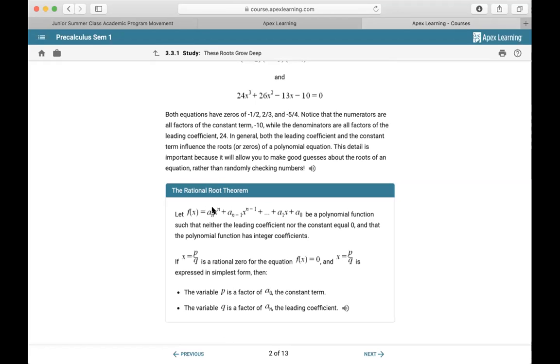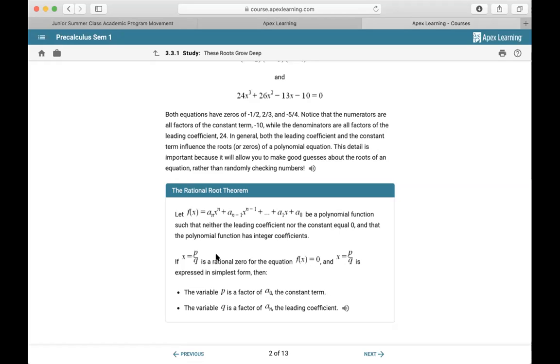So what we're saying is if x is equal to p over q, if that's a rational 0 for the equation, then f of x is equal to 0 and x is equal to p over q is expressed in its simplest form. So really confusing. What that boils down to is if I have x is equal to this, then y has to be 0. If x is this and y is 0, that makes it an x-intercept.